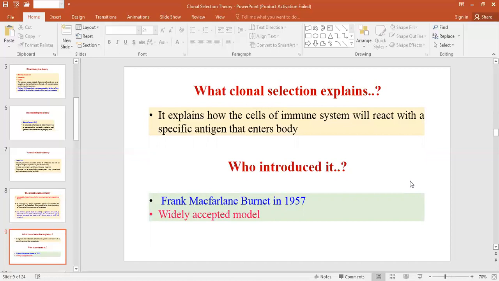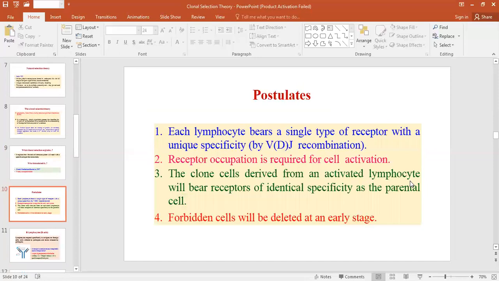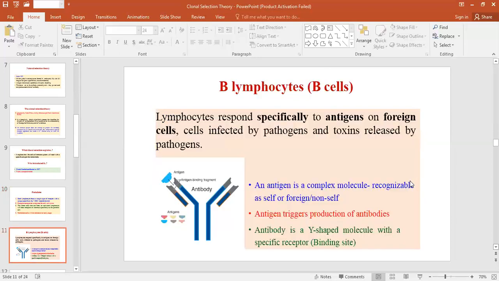And this model was widely accepted. Now, what are the postulations? There are four postulations. The first one is that each lymphocyte bears a single type of receptor with a unique specificity, that is by VDJ recombination. Receptor occupation is required for cell activation, and the clone cells derived from the activated lymphocytes will bear receptors of identical specificity as the parental cells. And the fourth one, the last one, is that forbidden cells will be deleted at an early stage.